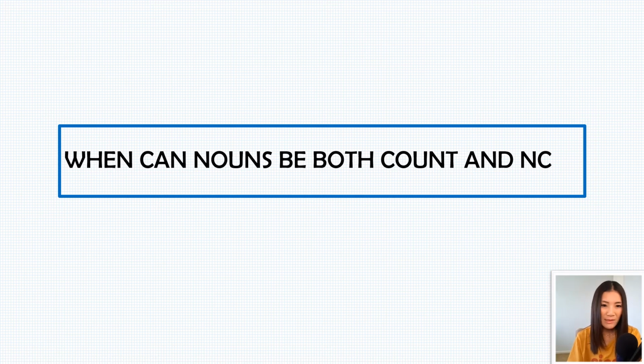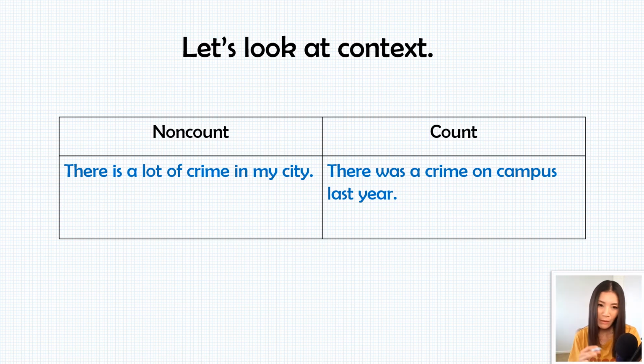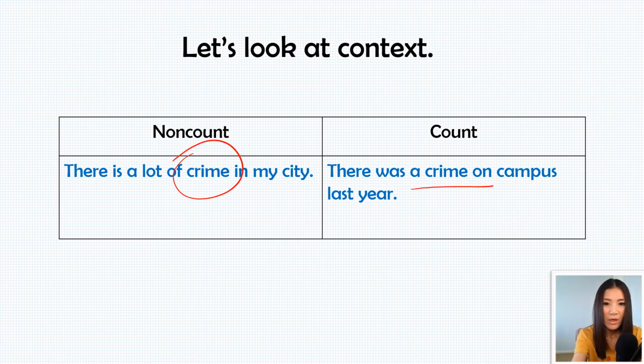Now let's talk about nouns that are both count and non-count nouns. For nouns that are both count and non-count, the context of the sentence will decide which one it'll be. For example, the first sentence on the left says, there is a lot of crime in my city. In this situation, it's a non-count noun, and I'm just generally referring to the idea of crime. On the right side, it says, there was a crime on campus last year. A crime with the indefinite article is saying that there was one crime on campus last year, and I'm using this as a count noun.